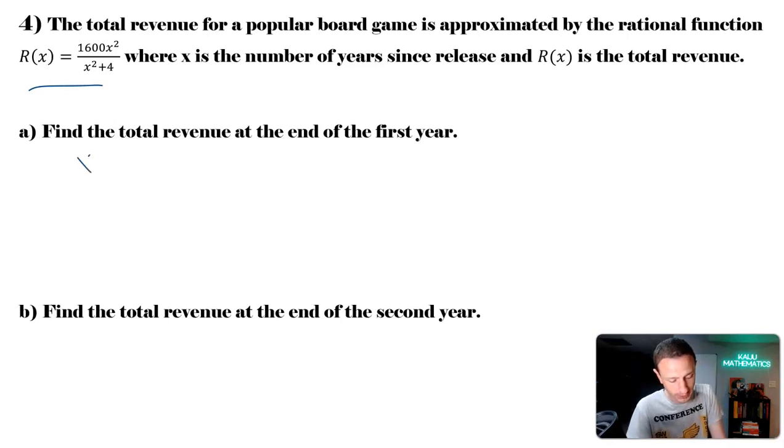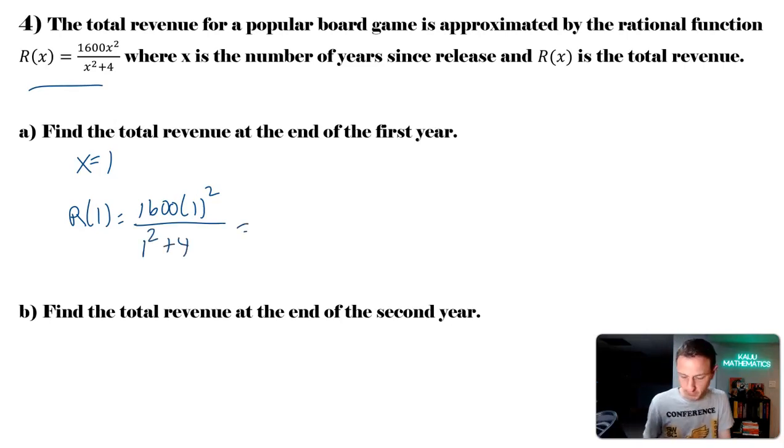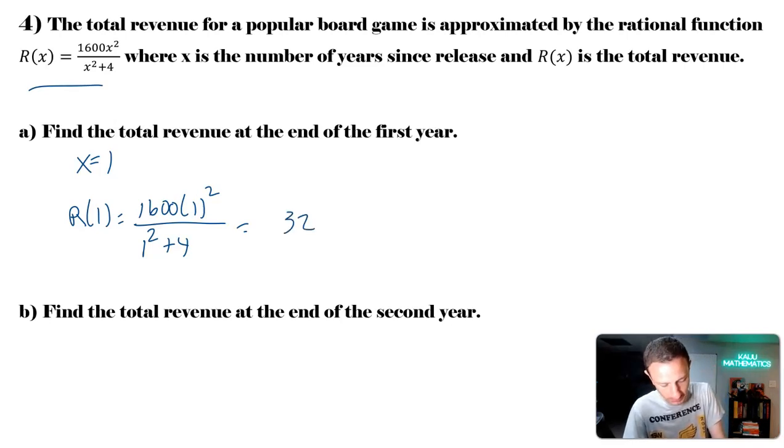So if we want to know the first year, that's going to be x equal to 1. So we're going to take r of 1 and do 1600 1 squared over 1 squared plus 4. I'm just going to go to my calculator. 1600 times 1 squared is 1600, divided by 1 squared is 1. 1 plus 4 is 5. So divide by 5, which is 320.